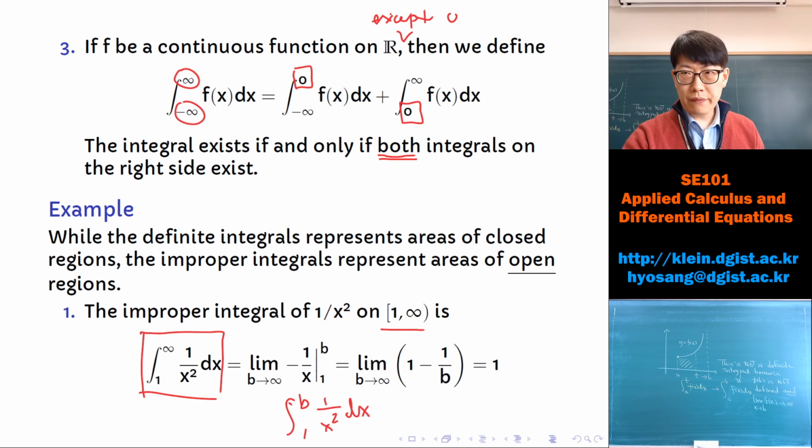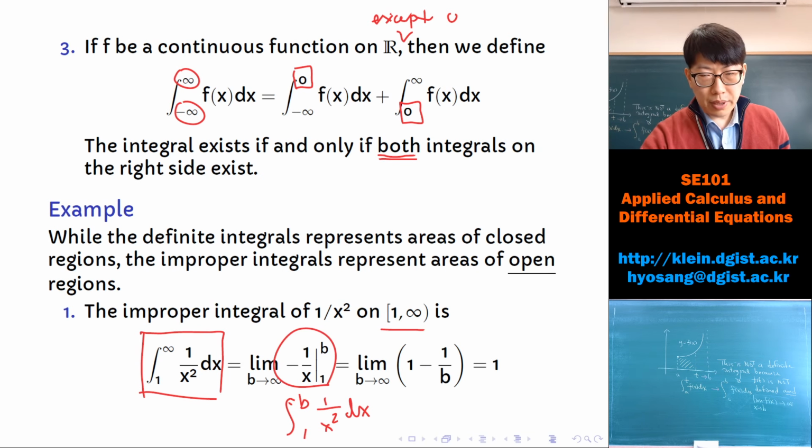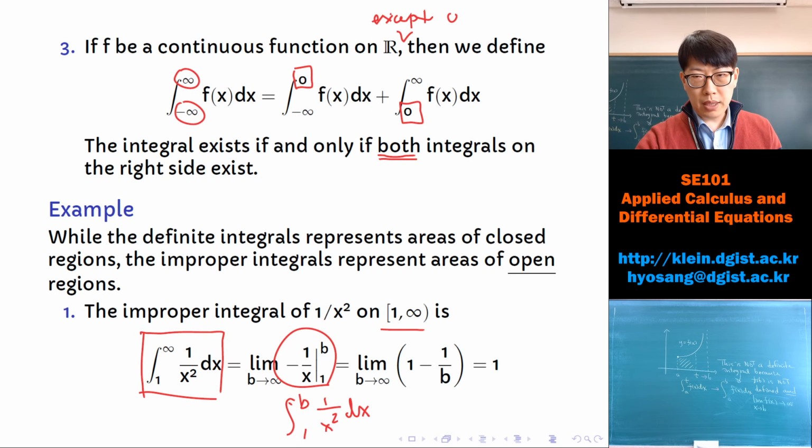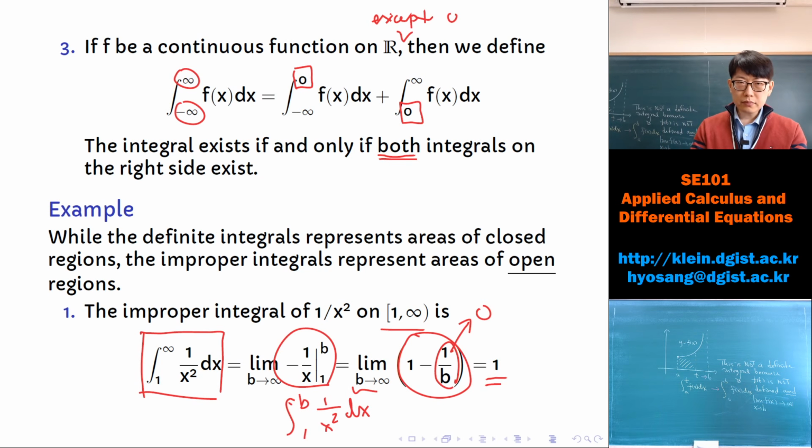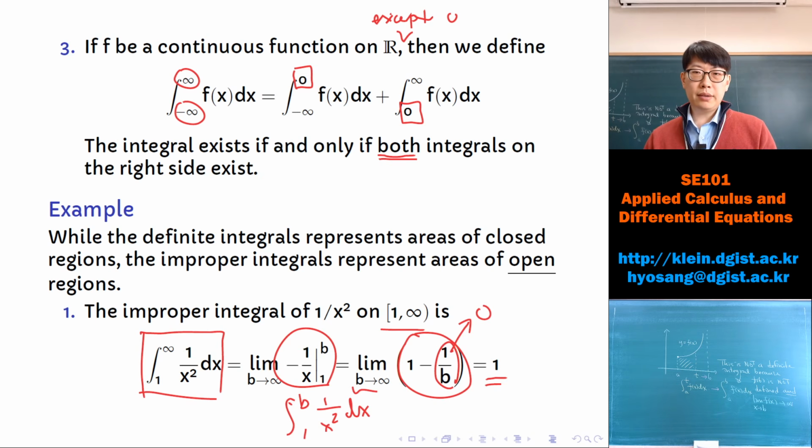So this is a definite integral because b is a finite value. When you do the definite integral computation, you get this one, okay? So basically, we are taking a limit of 1 minus 1 over b by taking b to infinity. When b goes to infinity, this part goes to 0, so it converges to 1. Since the limit exists, the improper integral exists, and its value is 1.